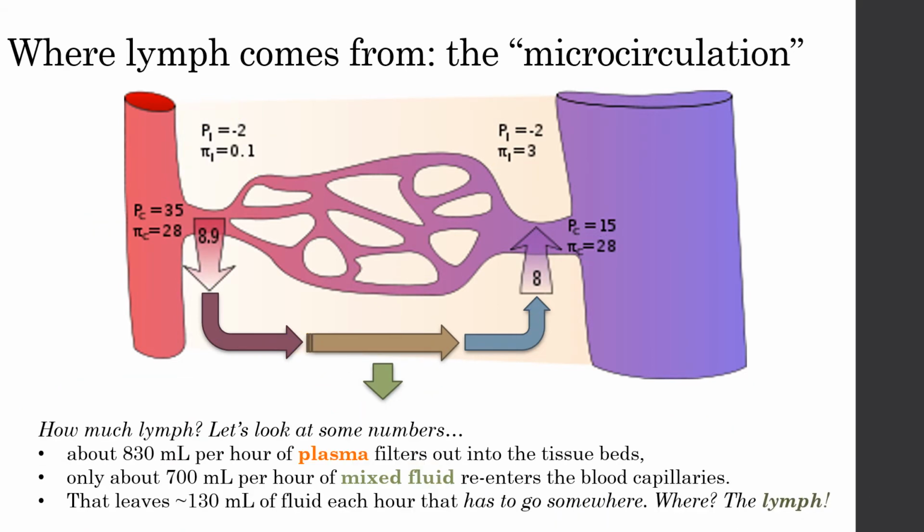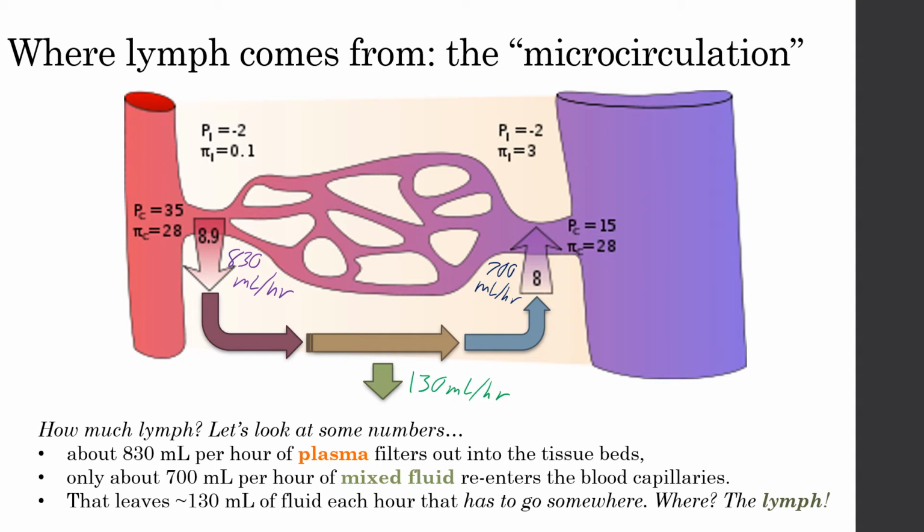How much fluid are we talking about? About 830 milliliters per hour of blood plasma filters out into the tissue beds. But then about 700 milliliters per hour filter back into the blood capillaries. So if you can do your basic math, 830 minus 700 leaves about 130 milliliters per hour of fluid that's lost from the blood.